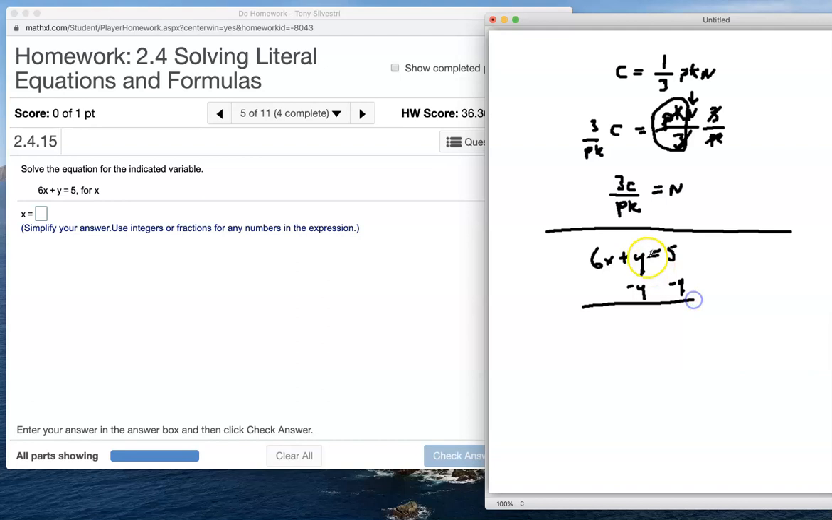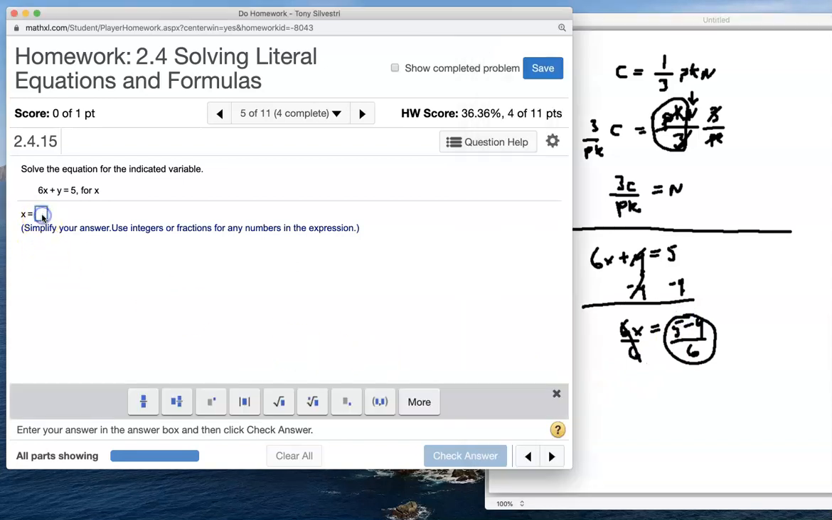You'll certainly get rid of the y's, but this side isn't a number. It's 5 minus y equals 6x. Now I want x. I don't want 6x. So x is being multiplied by 6. I'm going to divide by 6. Now make sure you divide everything, both sides, by 6. That cancels. You're left with x equals this mess right here. That's what you got. Click it.